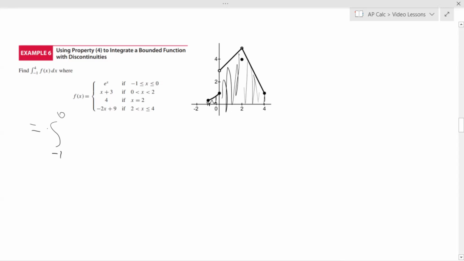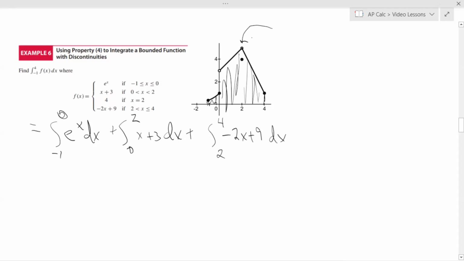Okay, so the first interval is going to go from -1 to 0, and that's e to the x. And then the next section is going to go from 0 to 2, and that would be x plus 3. And then the next section is going to go from 2 to 4, and that would be of the line -2x plus 9. Now, even though there is a removable discontinuity or a hole in the graph there, that's not going to have any bearing on the area under the curve for this problem.